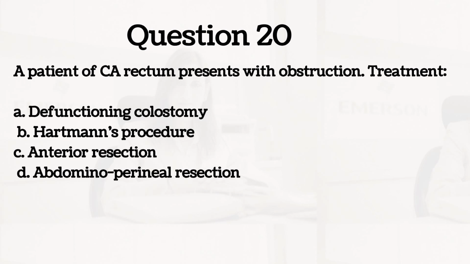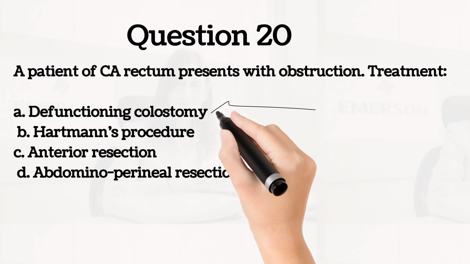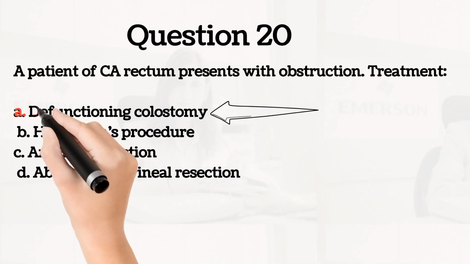Defunctioning colostomy. So this is more of a first thing to do, a temporary procedure. At first, you make the colostomy, defunction it. Someone with a CA rectum, you do a defunctioning colostomy at first but it's just temporary otherwise. But that's the first thing to do as compared to the other options. So here the answer is A. Defunctioning colostomy.